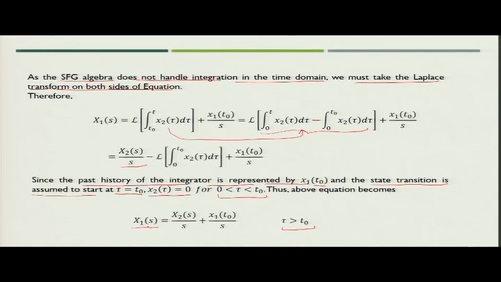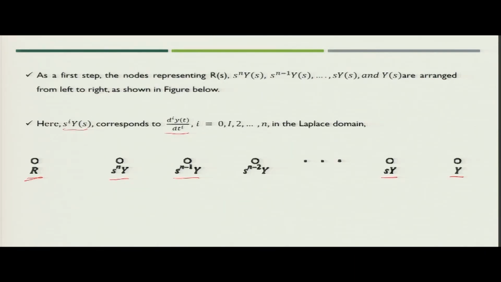Because if you see, x_1 is nothing but x_2 by s plus x_1(t_0) by s. In our case, X_1(s) is Y and X_2(s) is sY. So, what we will do?